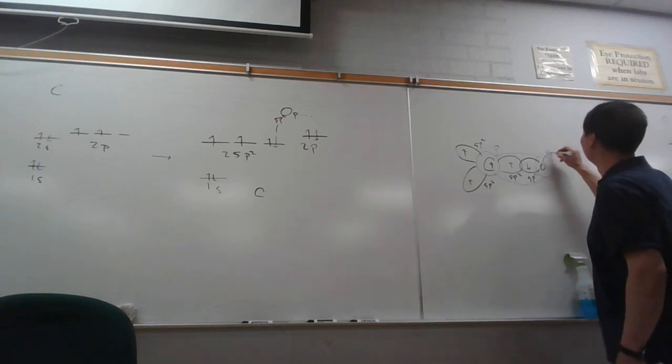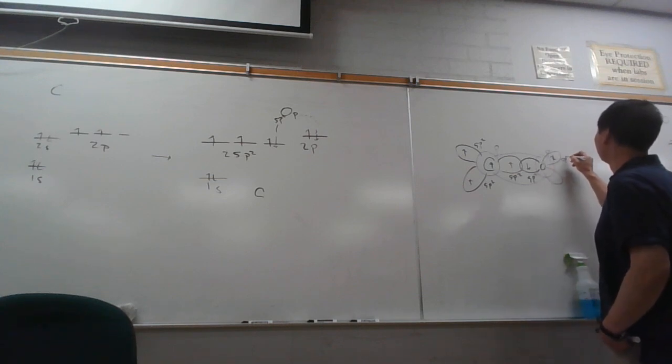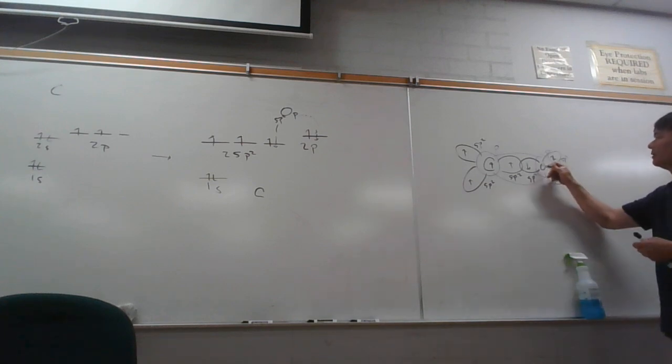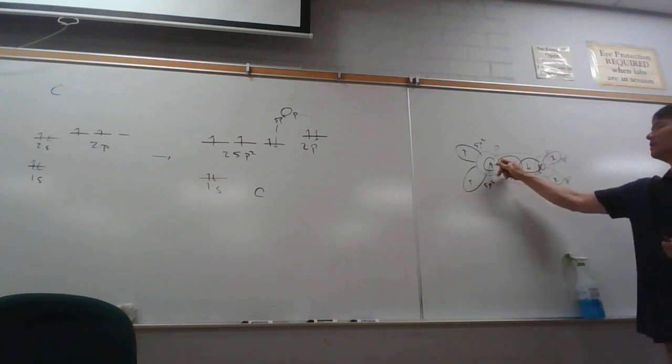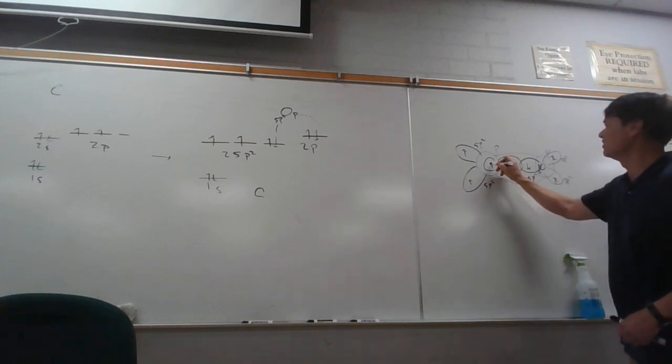And then I'm going to have an sp2 and an sp2 here. This sp2 is going to have a lone pair. This sp2 is going to have a lone pair here. And then this p on this oxygen is going to bond with this p on this carbon here. I should have done that in a different color.